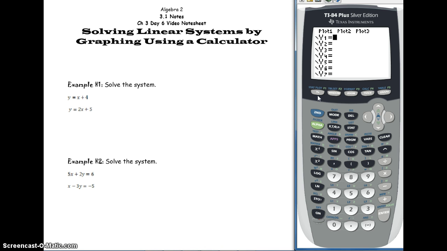In today's lesson we're going to be talking about solving linear systems by graphing using a calculator. Now we have already done solving linear systems by graphing by hand, but today we're going to utilize technology to help us out and double check our work.